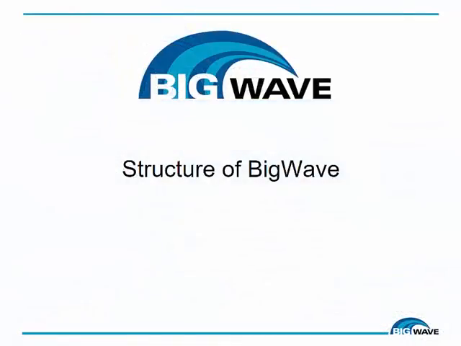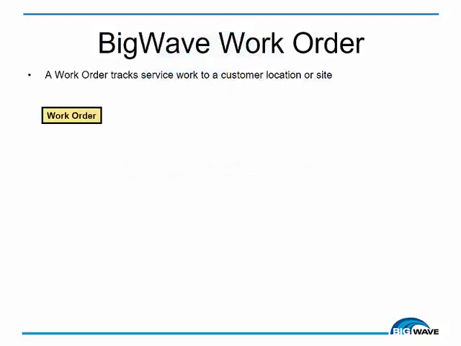In this video, you will learn how BigWave is structured. Keeping this mental picture will greatly aid towards using BigWave in the most effective manner possible. A work order in BigWave tracks a single maintenance or install visit to a customer location. This could be anything, such as the installation of a point-of-sale terminal or the repair of a breaker panel. The work order captures everything associated with that activity, including documentation and billing.